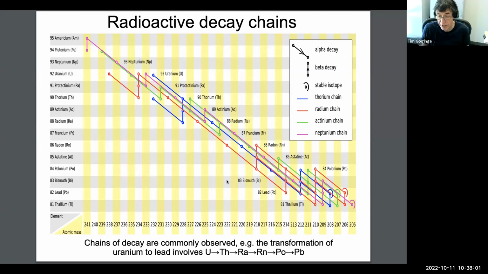It's a long radioactive decay chain involving many different decays. It involves both alpha decays that take you diagonally on this plot and also beta decays that take you vertically on this plot. And so in many cases of radioactivity, we have decay chains, sequences of radioactive decays, rather than a single decay of a radioactive nucleus to a stable nucleus.